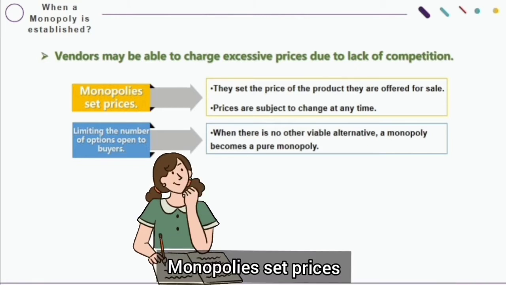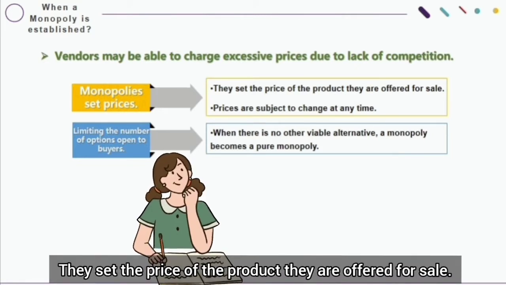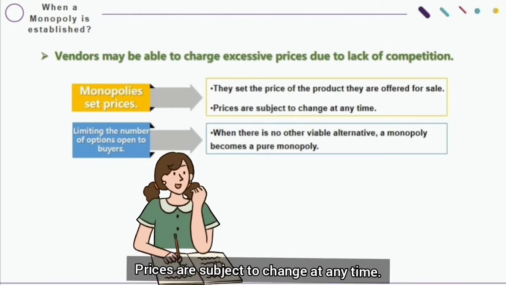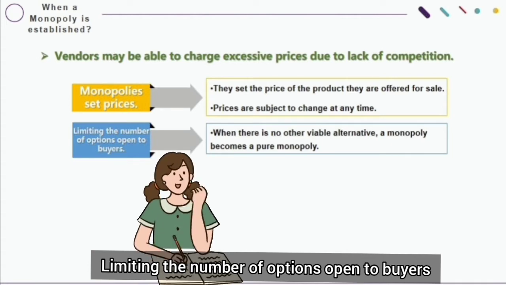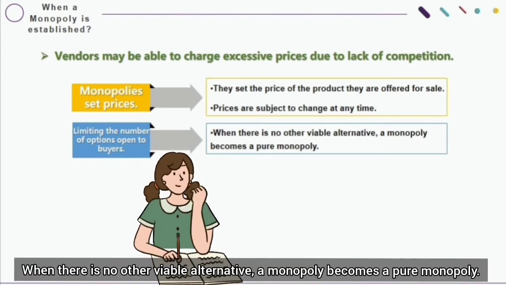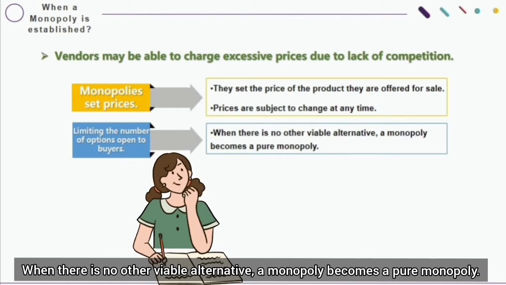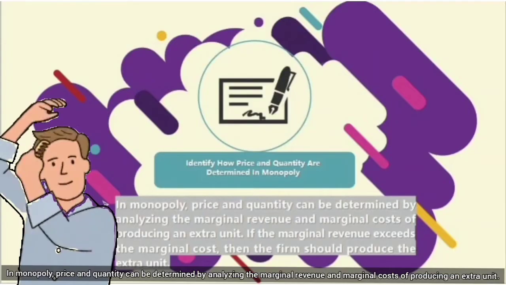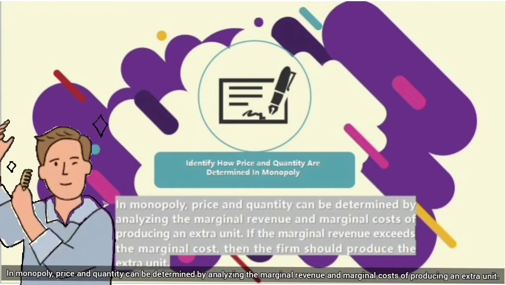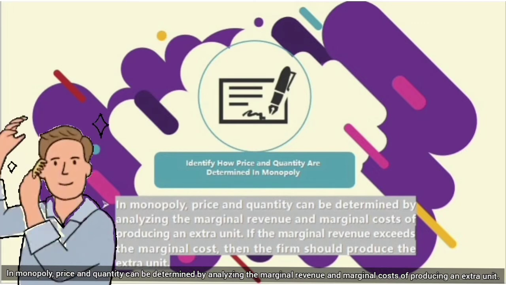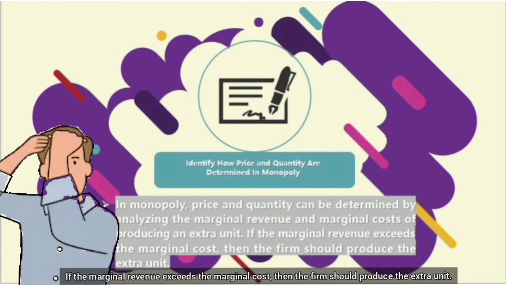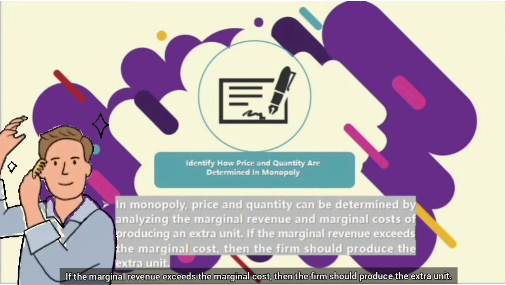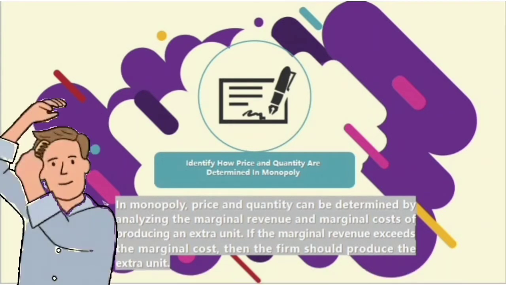Monopolies set prices. They set the price of the product they offer for sale. Prices are subject to change at any time, limiting the number of options open to buyers. When there is no other viable alternative, a monopoly becomes a pure monopoly. In monopoly, price and quantity can be determined by analyzing the marginal revenue and marginal cost of producing an extra unit. If the marginal revenue exceeds the marginal cost, then the firm should produce the extra unit.